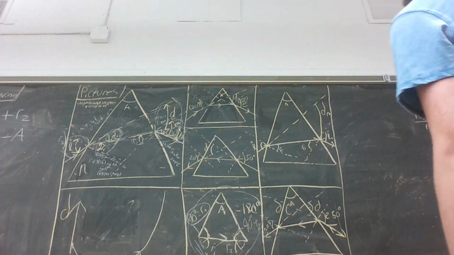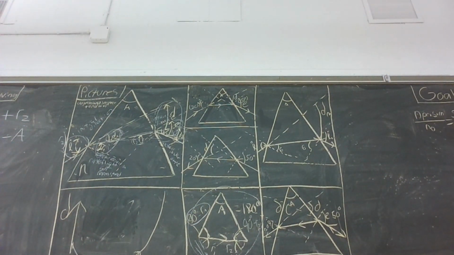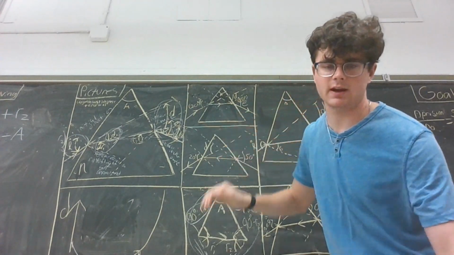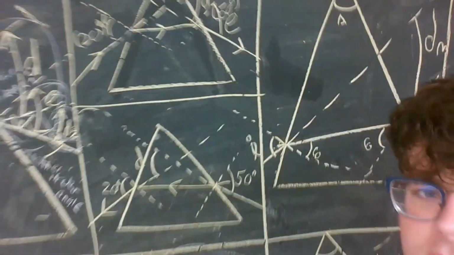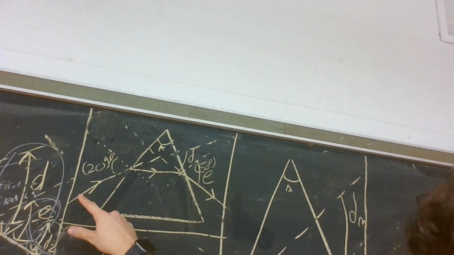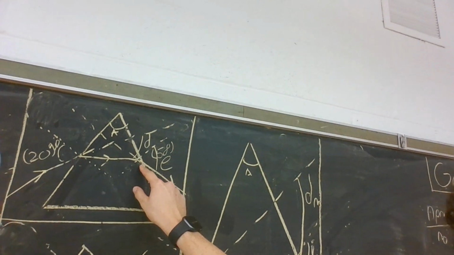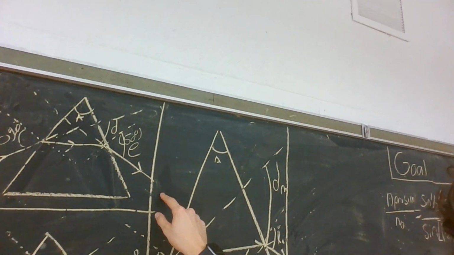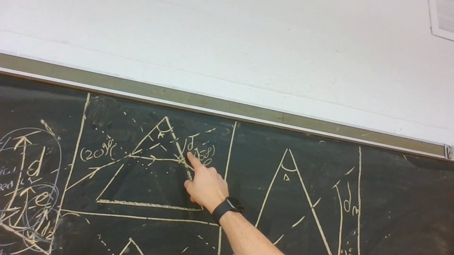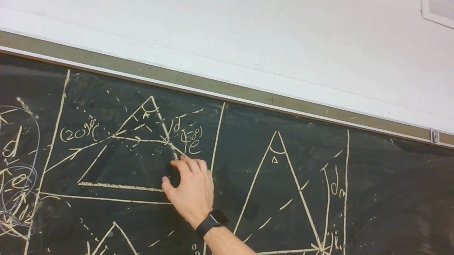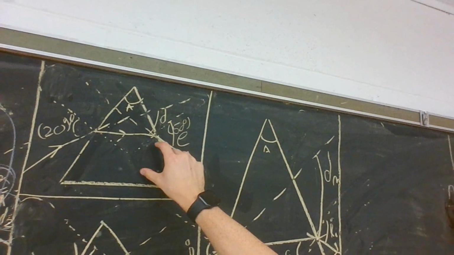So let's say we're going to look at the top graph right here, and I'll bring it up here. This is going to be our angle of incidence, and going through, this is our angle of emergence. And this is our angle of deviation right here. And we have all the lines and whatnot.